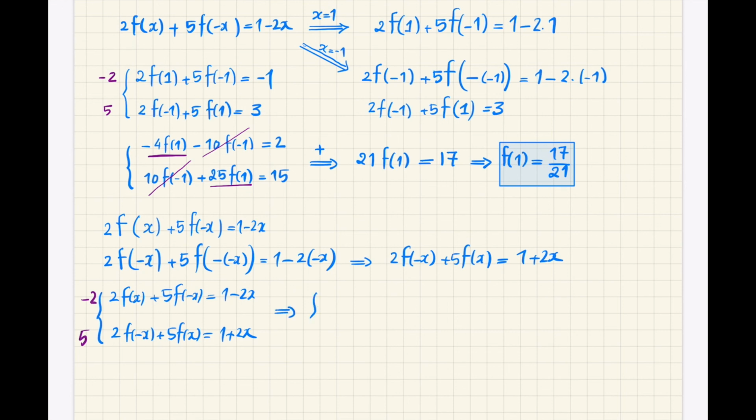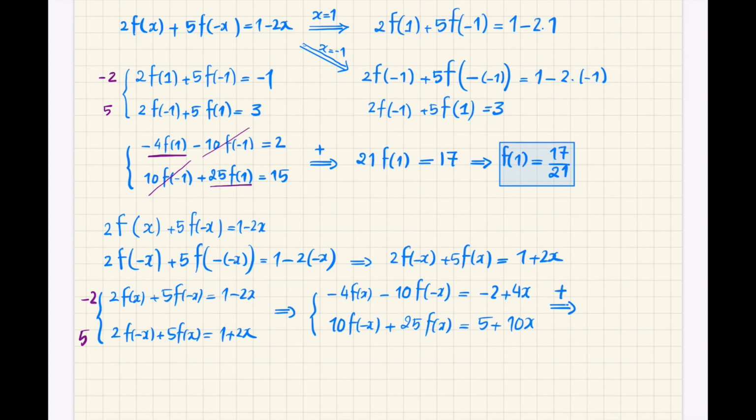If I multiply the first one by minus 2, it becomes minus 4f of x, minus 10f of minus x. The right hand side I also have to multiply by minus 2, it becomes minus 2 plus 4x. The second equation I multiply by 5, so it becomes 10f of minus x plus 25f of x. On the right hand side I will have 5 plus 10x because I have to multiply the right hand side by 5 as well.